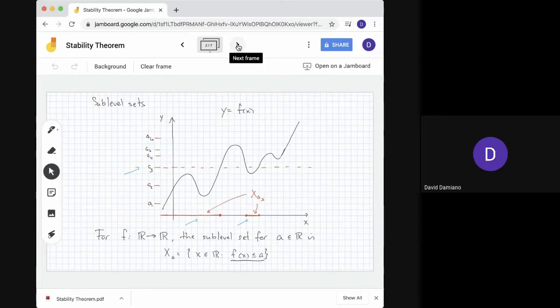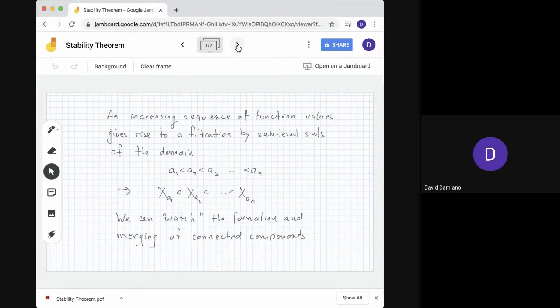We're going to use these to define a filtration. So let's see how that's done. If we have an increasing sequence of function values, say a1, a2, and so on, up to an, we get a collection of subsets of the domain, X_a1, X_a2, all the way up to X_an. And we're going to look at connected components, so dimension 0 persistent homology. And we can watch the formation and merging of connected components as we go. Let's go to the next slide.